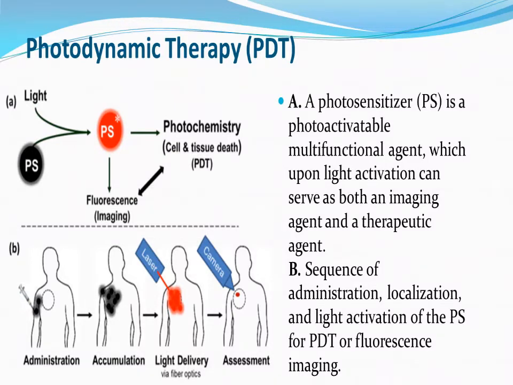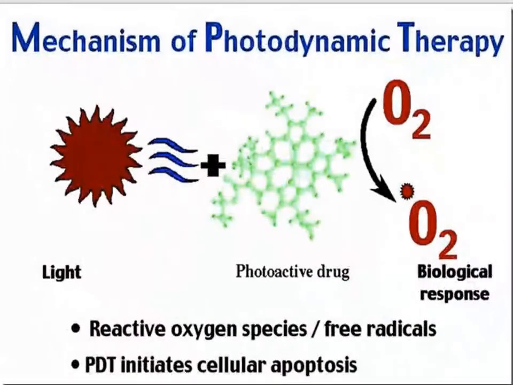A photosensitizer is a photoactivable multifunctional agent which, upon light activation, can serve as both an imaging agent and a therapeutic agent. Sequence of administration, localization, and light activation of the photosensitizer for photodynamic therapy or fluorescence imaging. Mechanism of photodynamic therapy: light with photoactive drug leads normal oxygen to become free radicals or reactive oxygen species. Photodynamic therapy initiates cellular apoptosis.